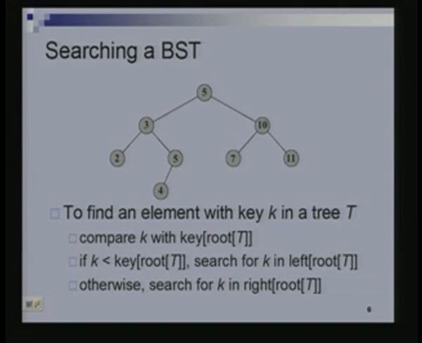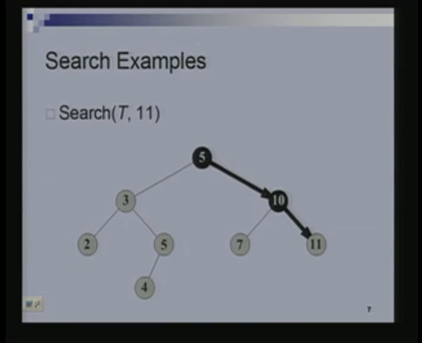Now suppose you want to search in a binary search tree, right. Given a particular key, so after all it is a dictionary, we are implementing a dictionary. So given a particular key, I want to find out where the element is. Okay. So let me first show you an example. Suppose this is my tree and I want to search for 11, right.